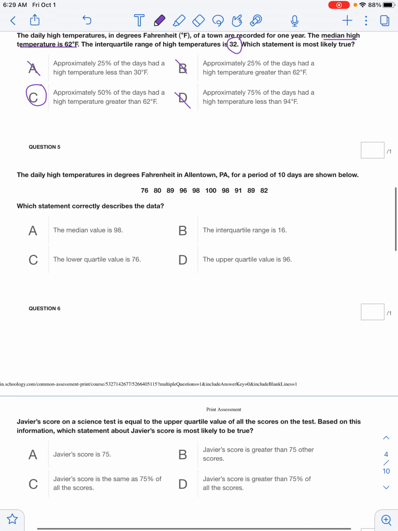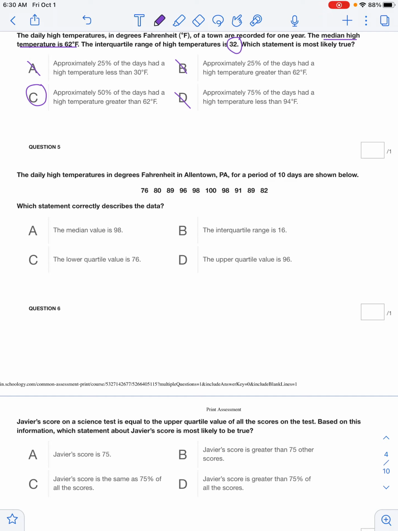All right, so question 5 says the daily high temperatures in degrees Fahrenheit in Allentown, PA for a period of 10 days are shown below, and it says which statement correctly describes the data. So it looks like we're going to need to find the IQR in order for us to do this correctly. So let's just go ahead and get started.